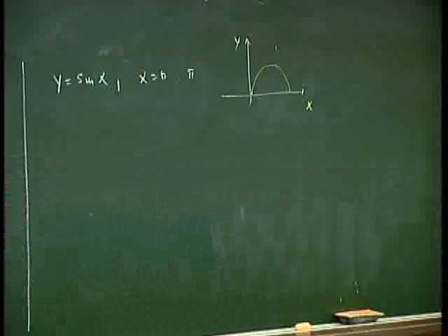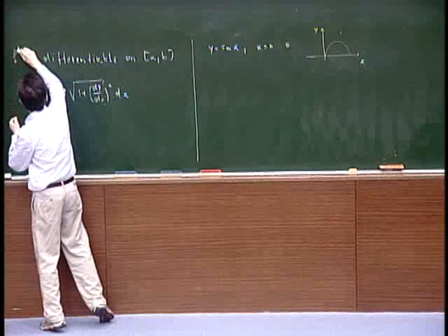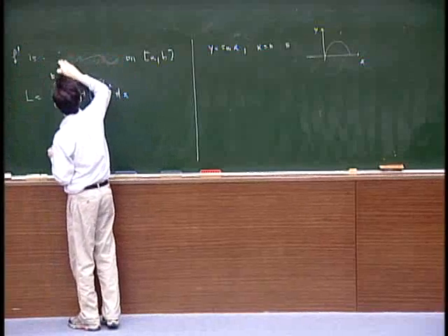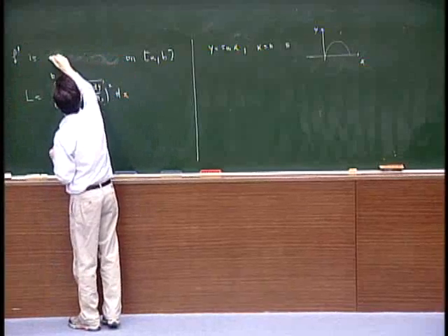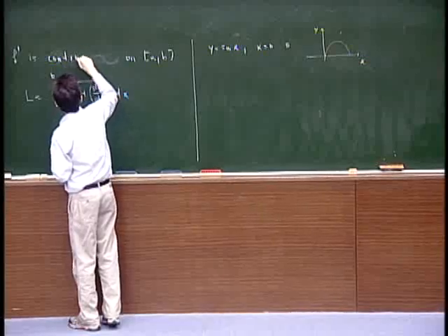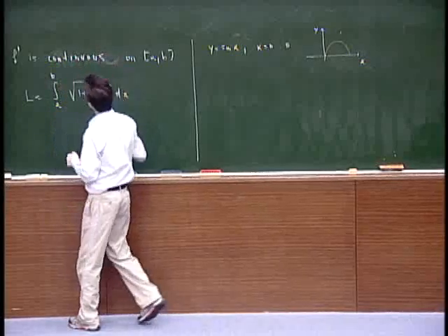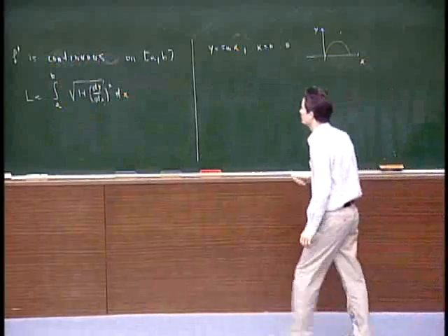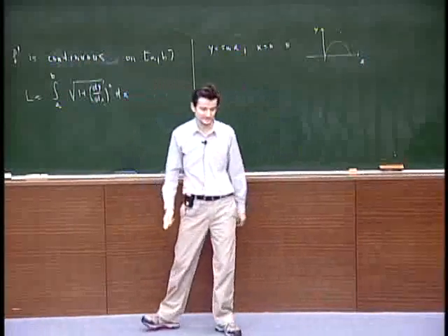You are right. F is, I should say, continuous. Thanks a lot. I wanted to say continuous, not differentiable. So I need that the derivative exists and is continuous. This is the important thing.